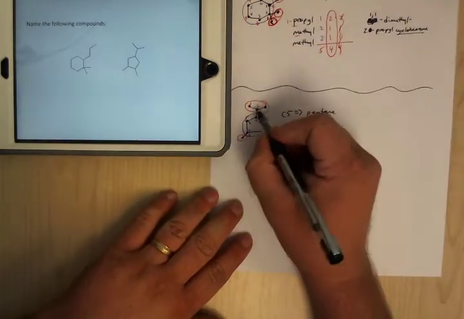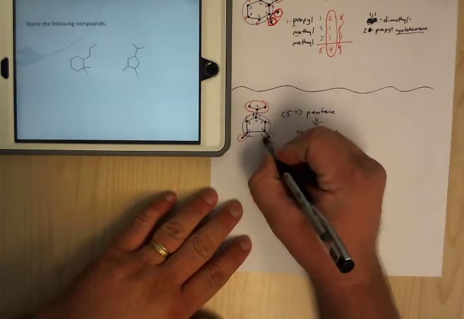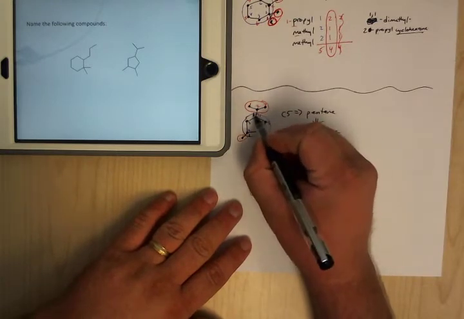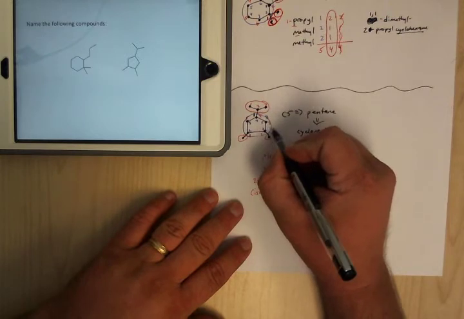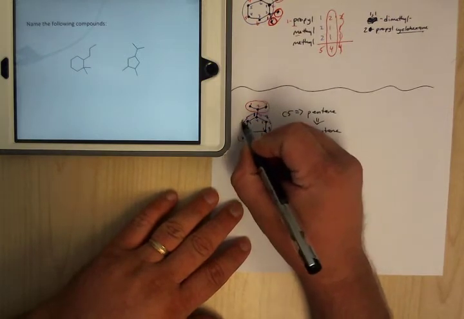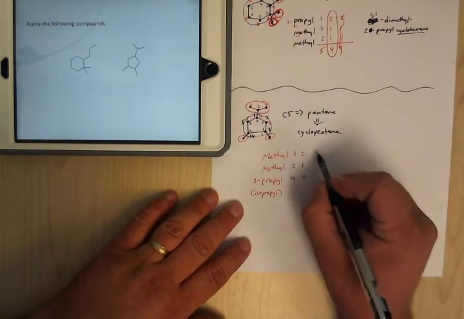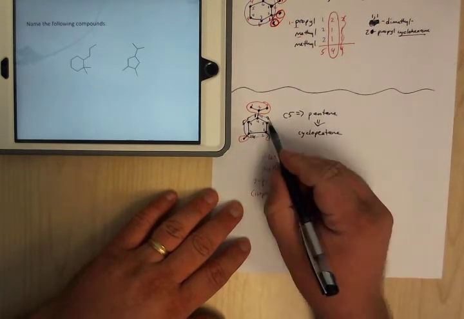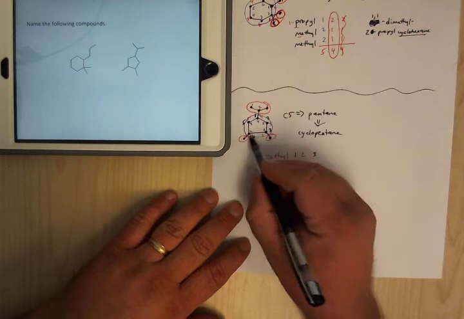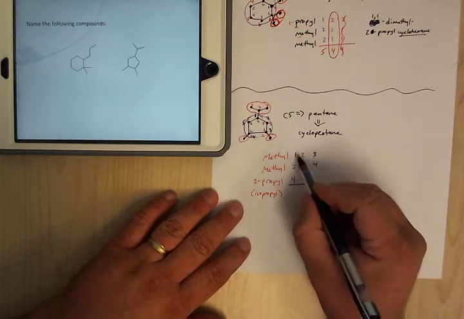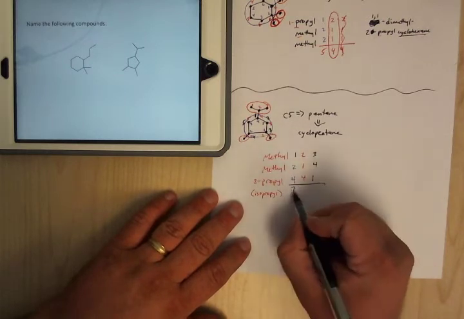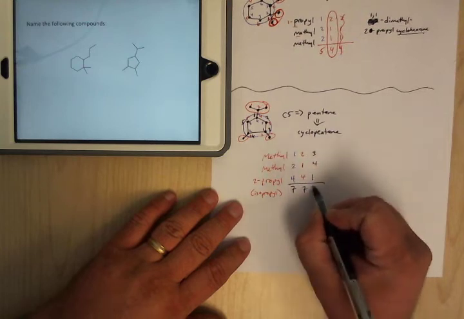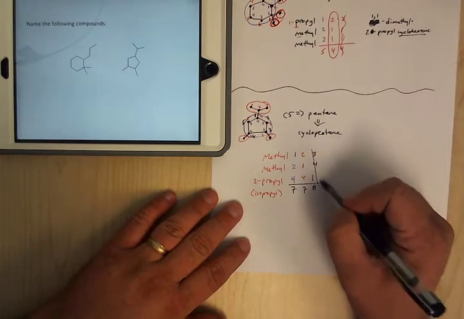Okay, so what if this was 1? Well, it doesn't really matter about the nearest neighbor, so let's just go clockwise: 1, 2, 3, 4, 5. Now this one is 1, this one's 3, that one's 4. So let's add them up. That's 7, 7, 8. So we get rid of this one.